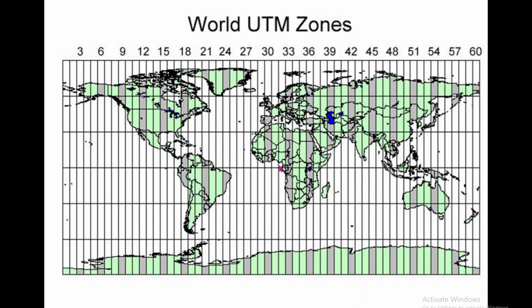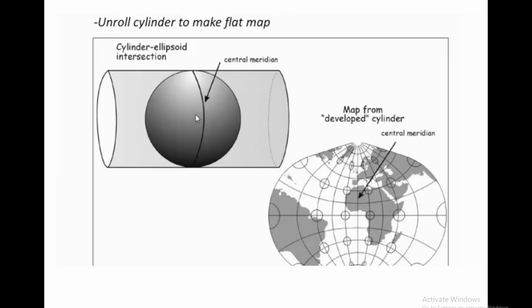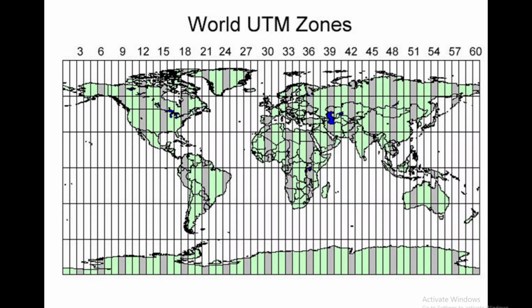The map on the right side of the slide shows how the Earth is projected when using this method in this particular picture. This approach enables detailed and accurate mapping over relatively narrow strips of land.